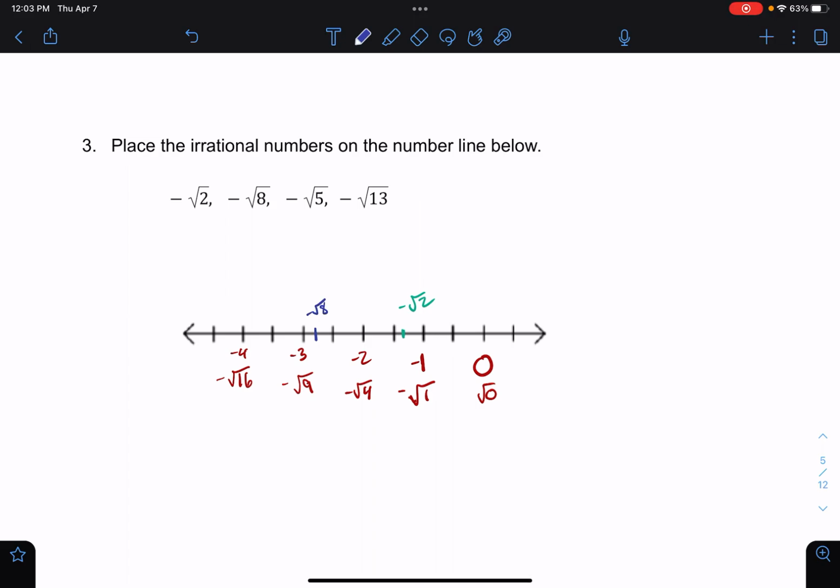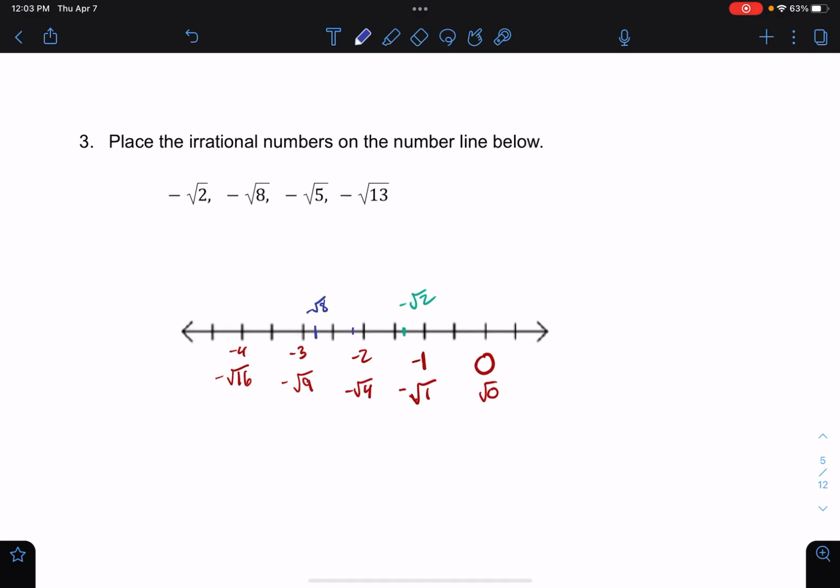All right, so now we have the negative square root of 5, which is going to be a little bit after the negative square root of 4. Words are hard today, guys. All right, and then the negative square root of 13. So now we have to think. That's 3 away from over here, and that's 4 away from over here. So it's going to be a little closer to the negative square root of 16, so maybe right there.